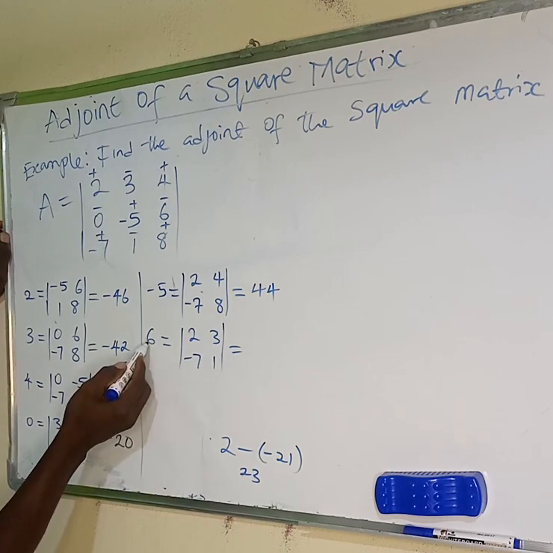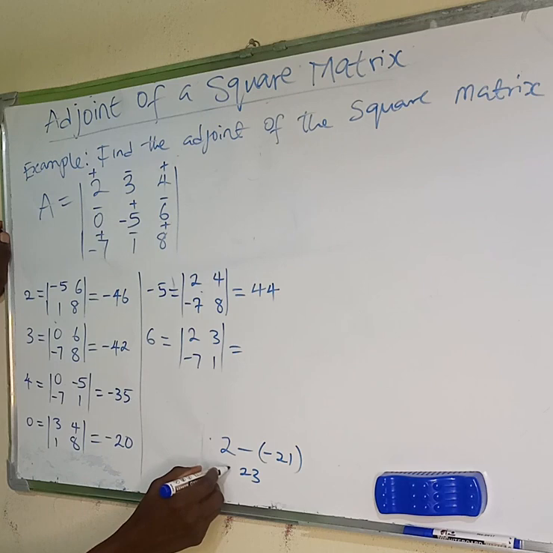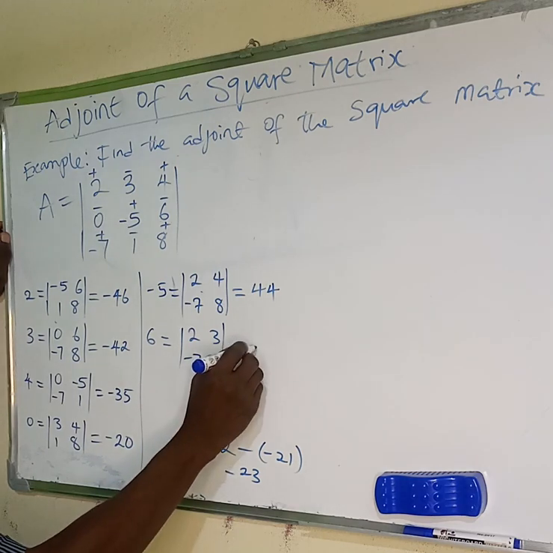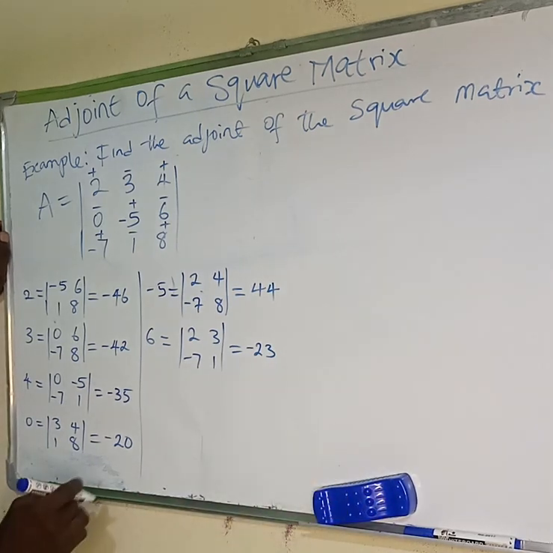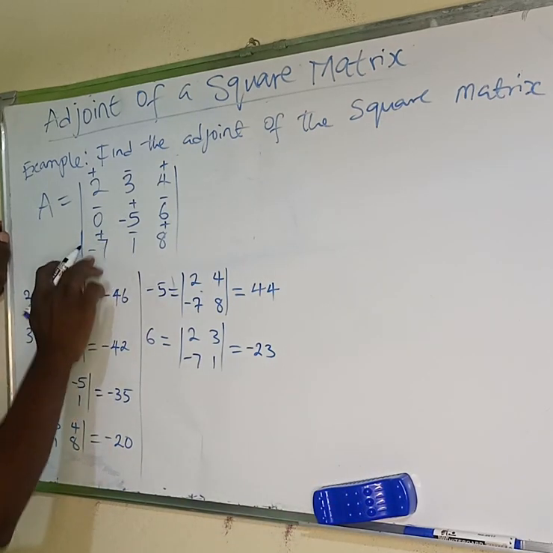Now, what is the place value sign for 6? It's positive, so that will alter the sign of this 23 to become negative 23. All right, so we proceed. Now, the next one is negative 7.